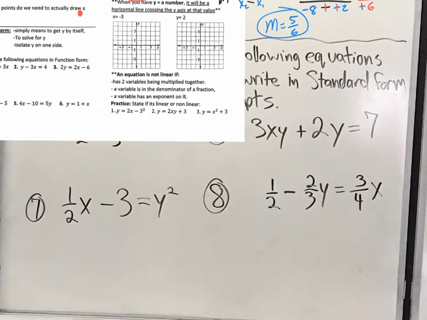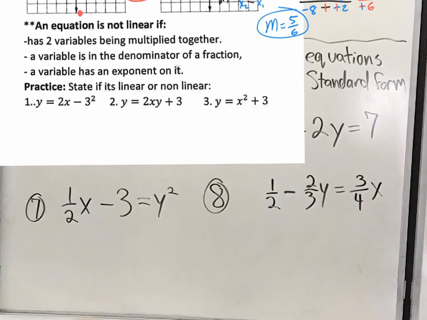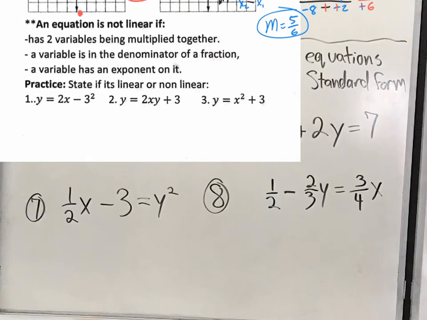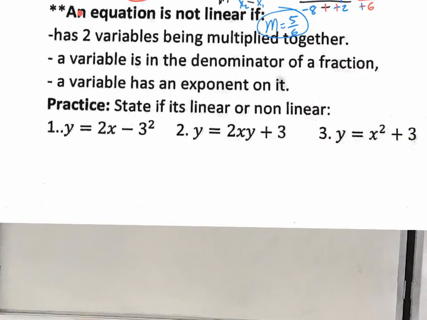This was on the final, actually we did this just I think on Monday or Tuesday. Yeah, Monday. We wrote down these notes in class. It says an equation is not linear if it has 2 variables being multiplied together, if it has a variable in the denominator of a fraction, if a variable has an exponent on it. If you have any of those situations, then the equation will not produce a line. It'll produce something else, some type of curve. Okay? And we actually did these examples in class on Monday.